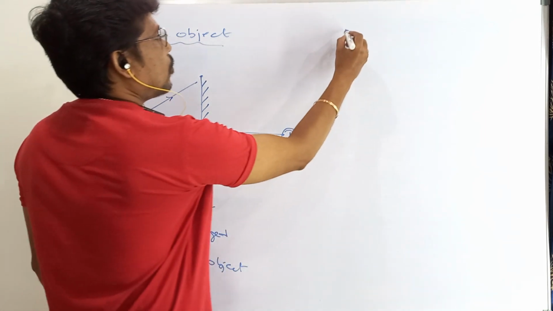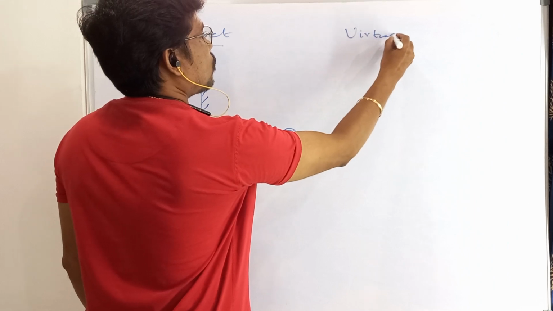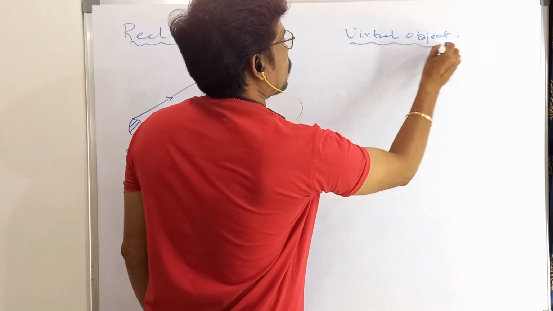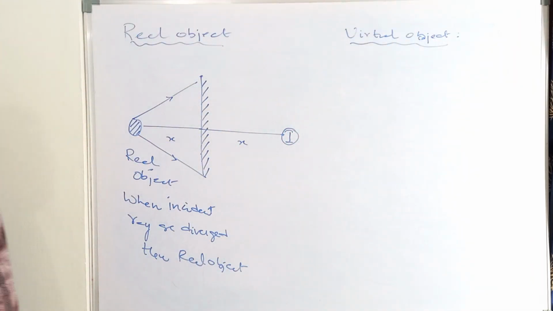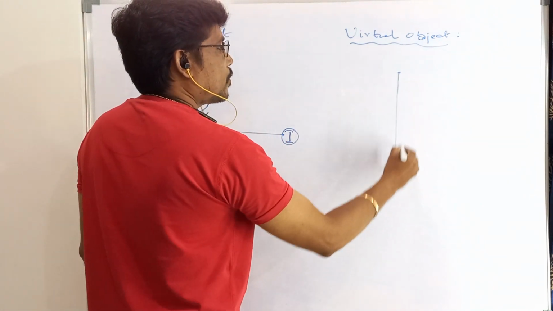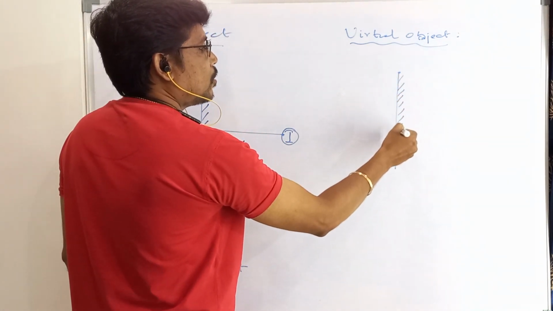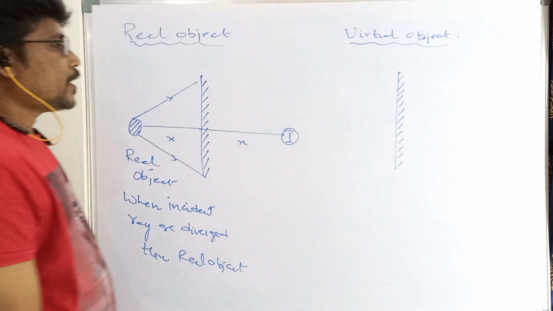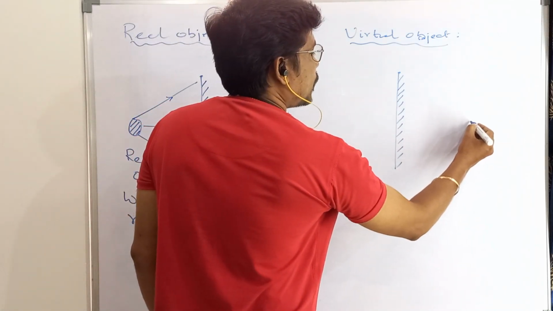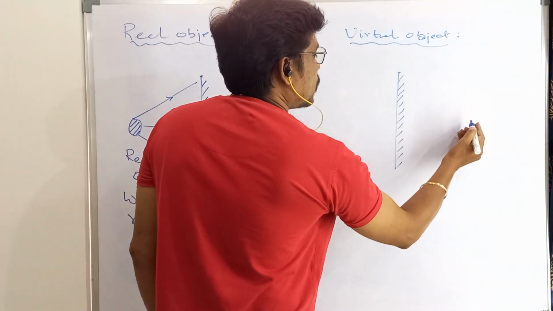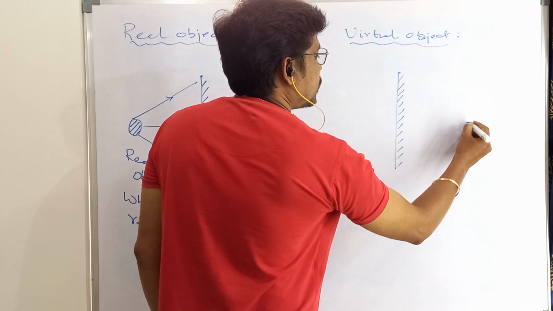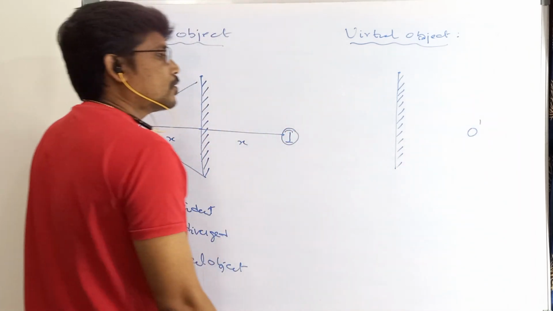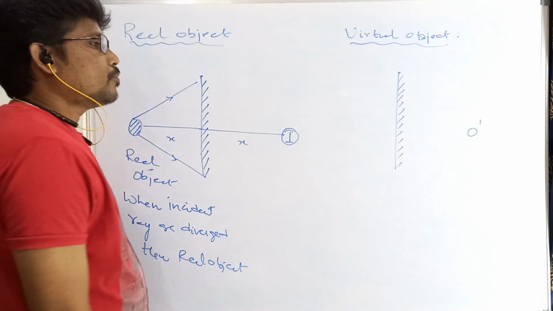Now what is a virtual object? Consider a plain mirror. Of course, one side is silver coated. Now, for a virtual object, you have to consider the region behind the mirror. So this is a virtual object. I can consider O dash as the virtual object.